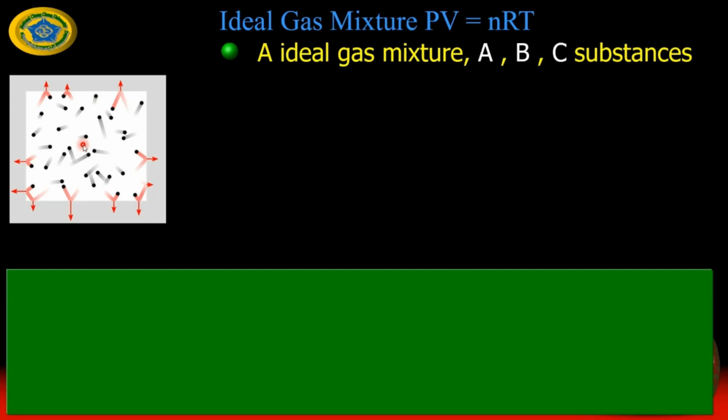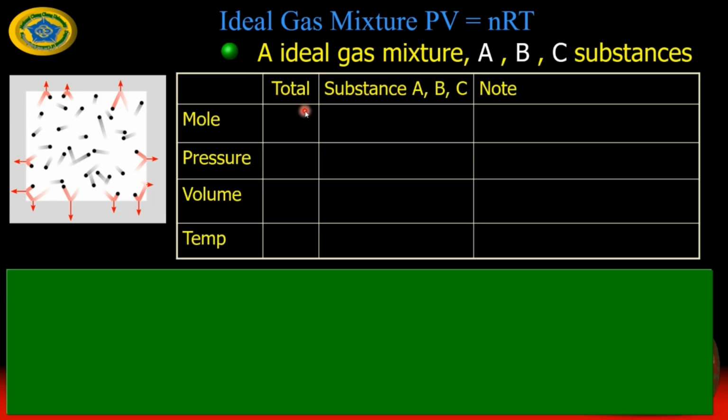So, an ideal gas mixture of A, B, C substances. For example, assume there are 3 types of molecules, or 3 types of species, in this container. This table tells us how to know the moles of the different substances and the total moles. If we use N to stand for total moles, then we have Na, Nb, and Nc. So Na plus Nb plus Nc is the total moles N, right? This is what we call the moles of substance A, substance B, and substance C.